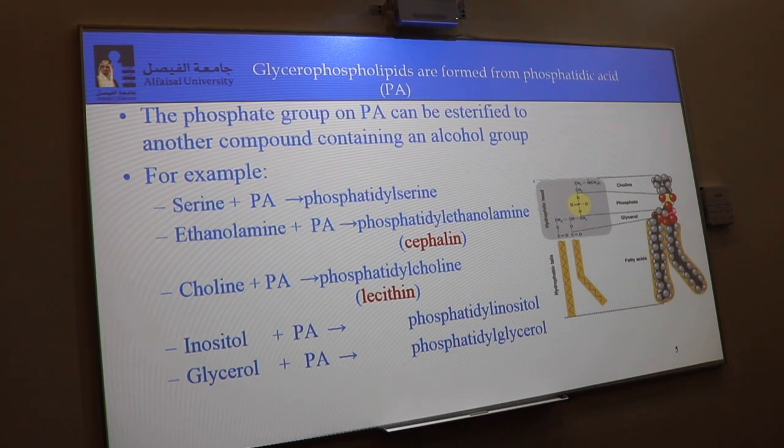And if this head is inositol, we call it phosphatidylinositol. If this head is glycerol, we call it phosphatidylglycerol. So all these types of glycerophospholipids depend on this head, what head we have, but they all contain phosphatidic acid. Clear?